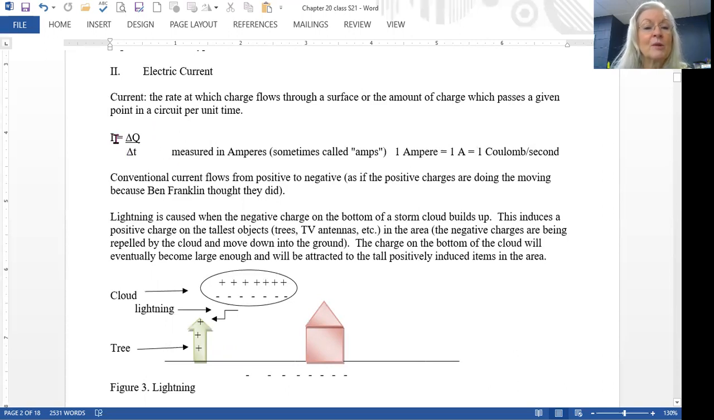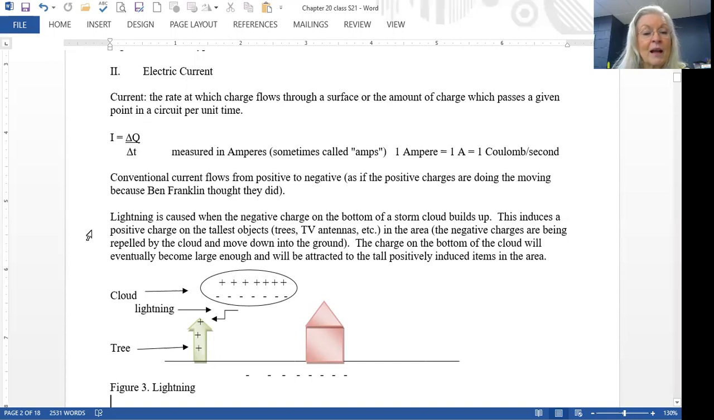Current is symbolized by the letter capital I, and it's measured in amperes, but most of the time people never say amperes. We abbreviate it amps, A-M-P-S, when we say it. When you write it, the abbreviation for ampere is a capital A. And an ampere is a coulomb per second because charge is in coulombs and time is in seconds. Ben Franklin thought the positive charges did the moving, so conventionally we talk about charges going from positive to negative. I don't think that's going to be much of an issue for us.